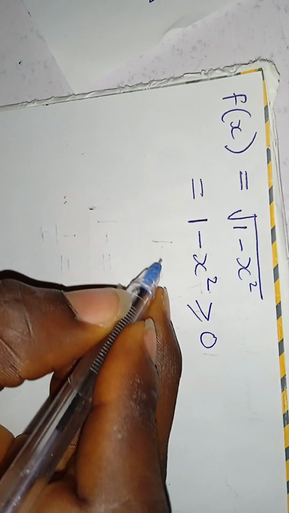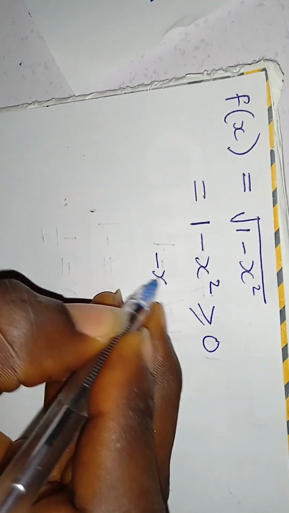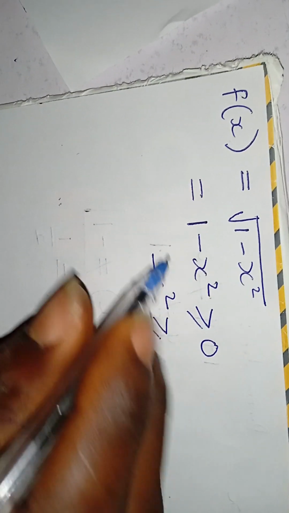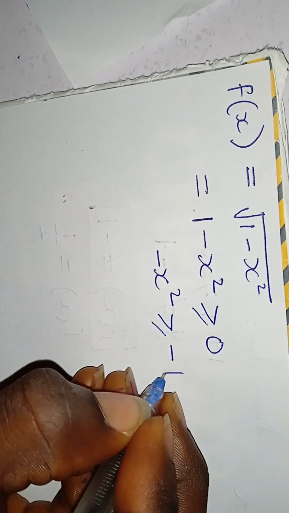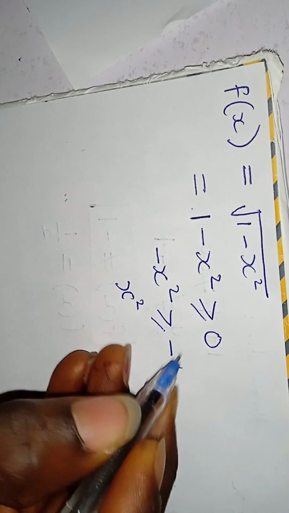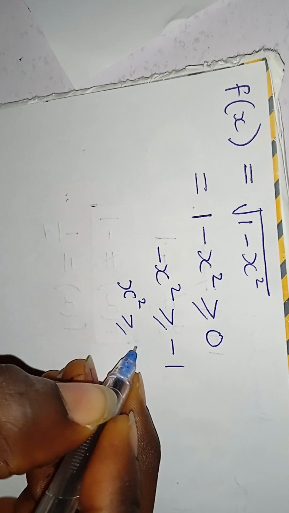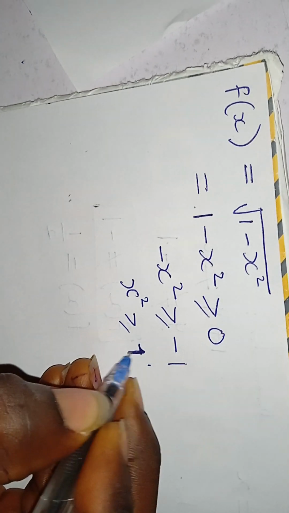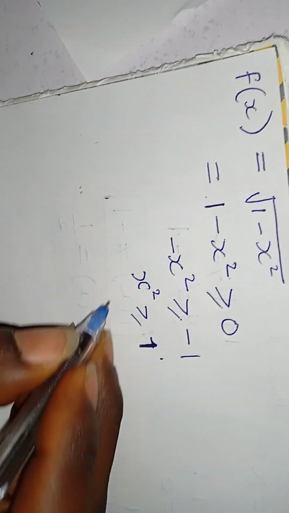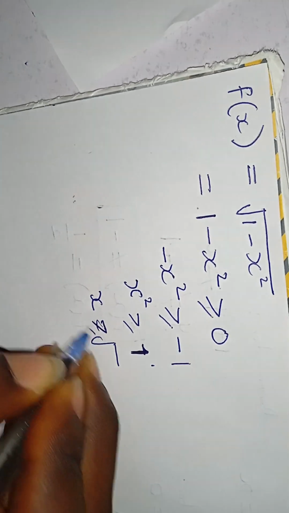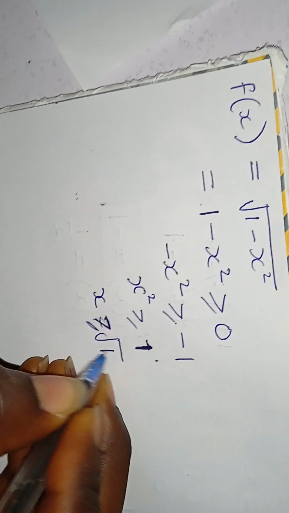So this is the same thing as saying minus x squared must be greater than or equal to, if this is equal to, it becomes minus 1. So this is the same thing as x squared, this cancels this, greater than or equal to 1. So x is greater than or equal to, sorry, root 1.